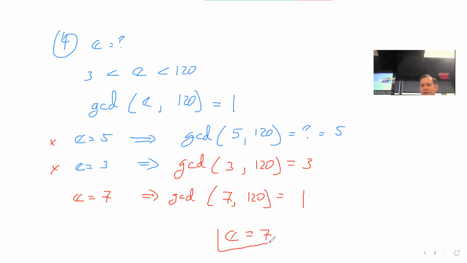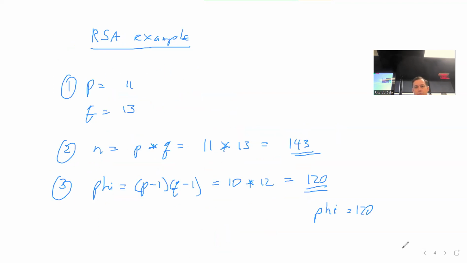Now, on the exam, I could give you something like this, but I'm not big on these things. It's more interesting to me that you understand the algorithm, the code, etc. But it could be there, so just put it in your cheat sheet. And that's it. So now you've got your E, you've got your N, which I believe was 143.